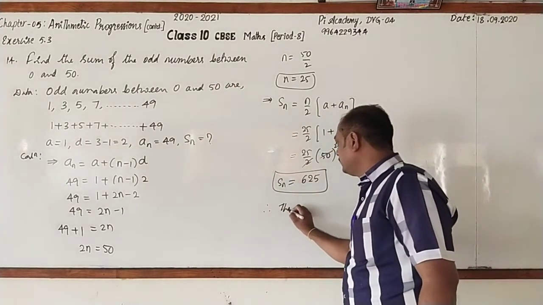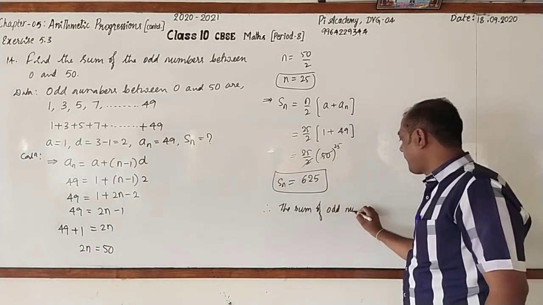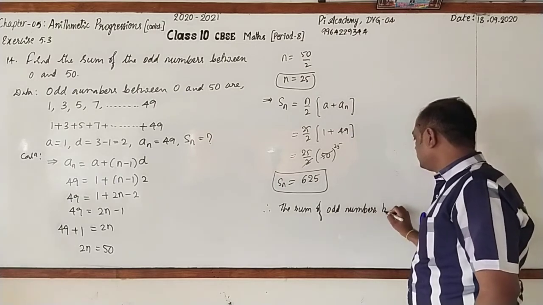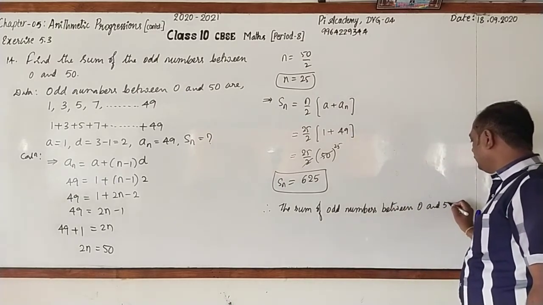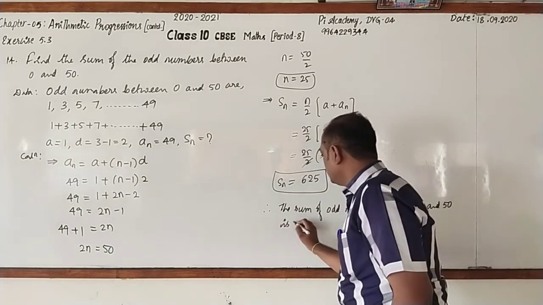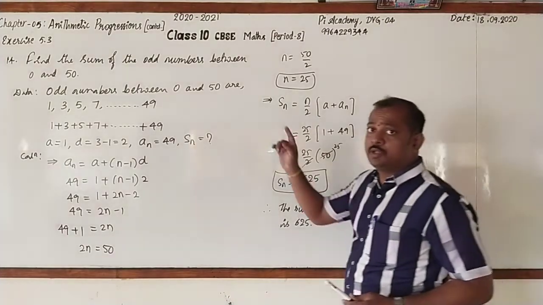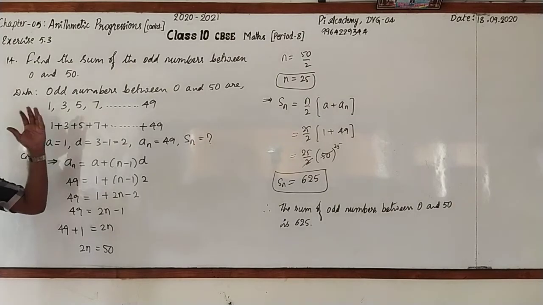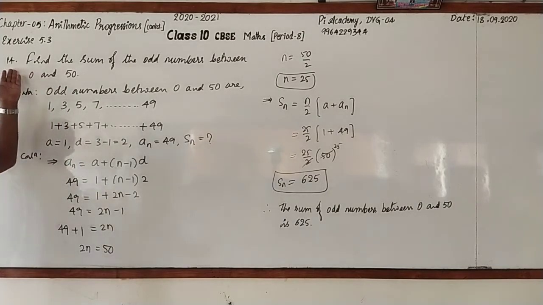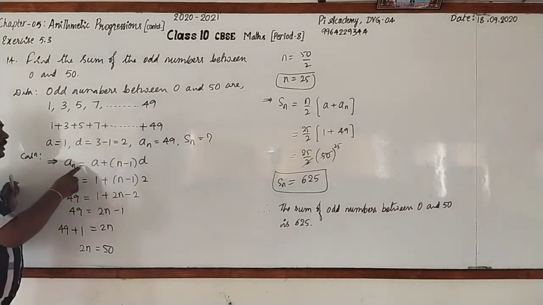Therefore, the sum of odd numbers between 0 and 50 is 625. Hope that you have understood, and please do remember this is one of the problems similar to the 13th one as well as the 12th one, but the only thing is here you are going to use both types of formulas.